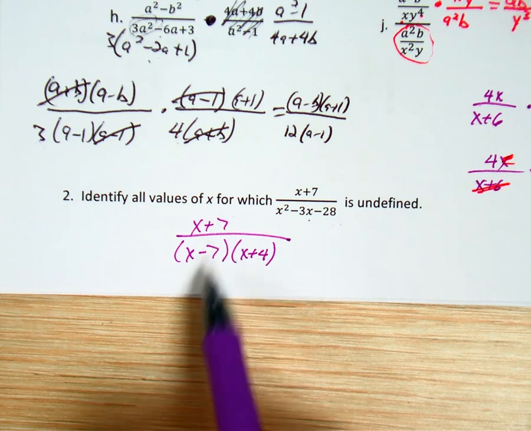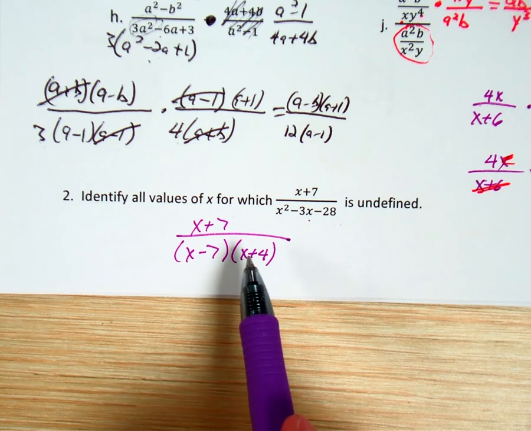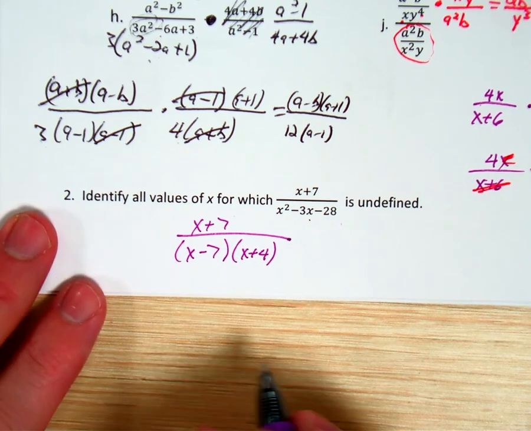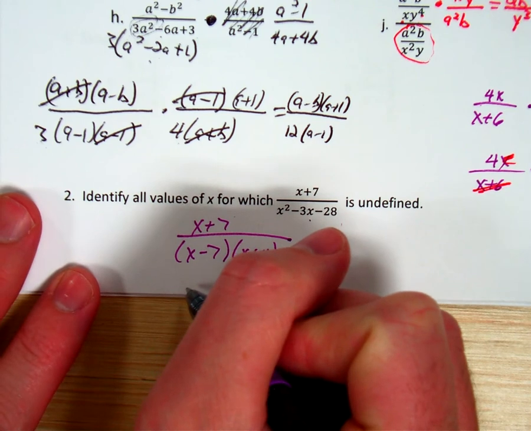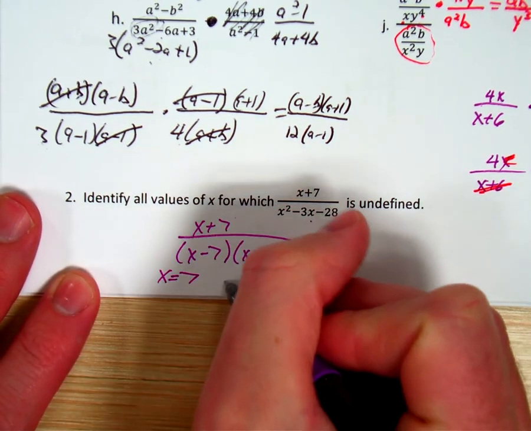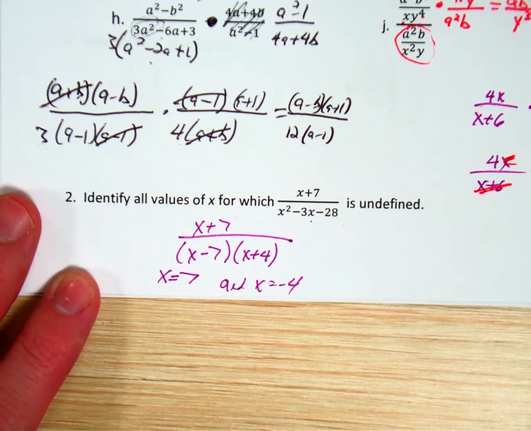Tempting to cancel this, but you can't. They're not the same. I don't think we want to go the negative route here and cancel that either. We're just going to leave it alone. Okay? This is going to be undefined at 7 and at x equals negative 4.